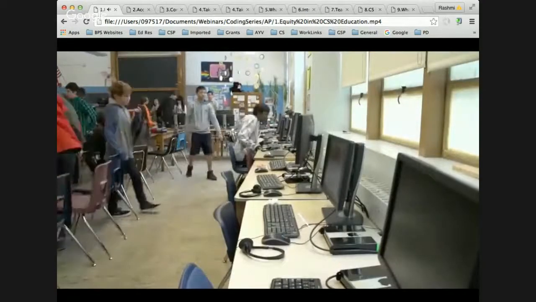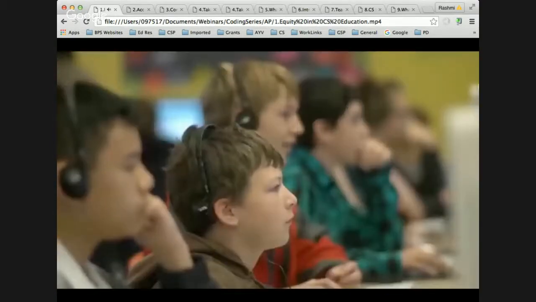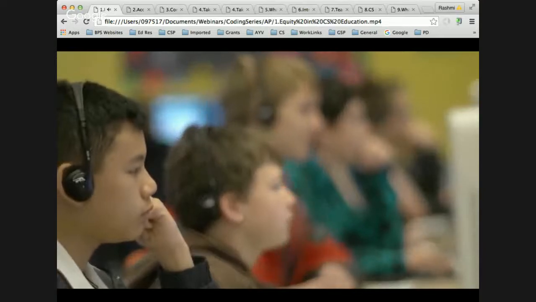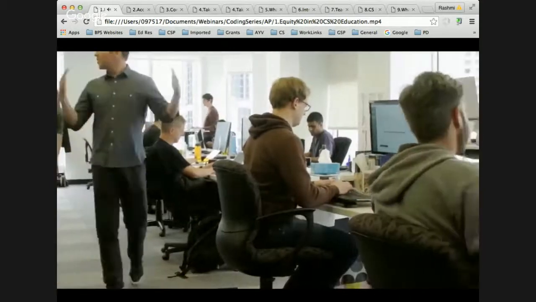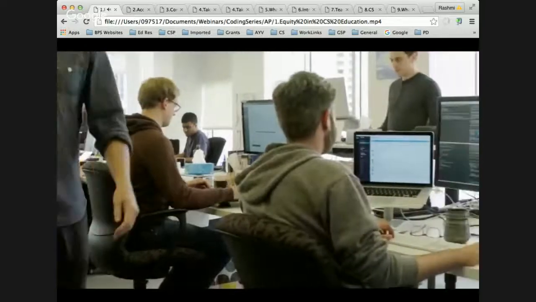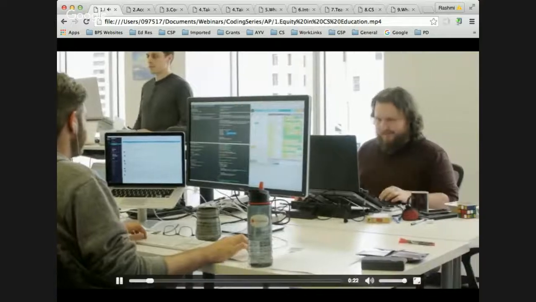This is a computer science classroom. Notice what this classroom looks like and who is in it. There are far more males than females, and there are few Black or Hispanic students. This is a typical tech company. We see the lack of diversity that starts in the classroom translates here to a lack of diversity in the modern workforce.